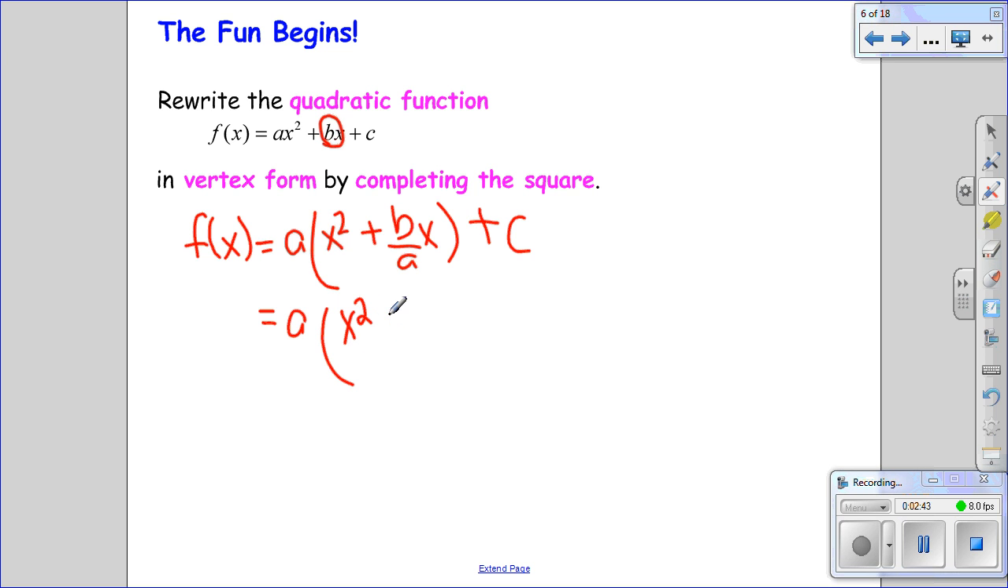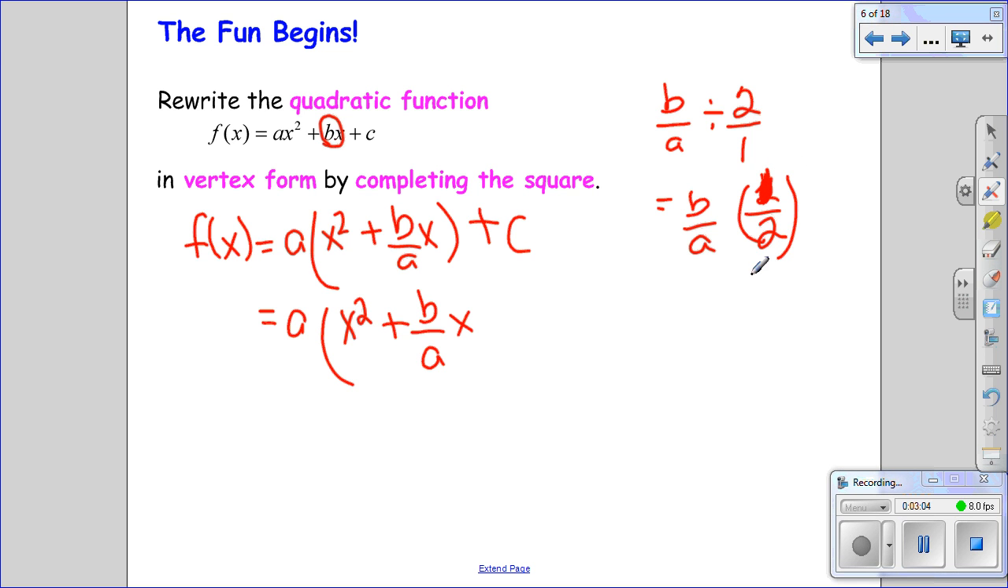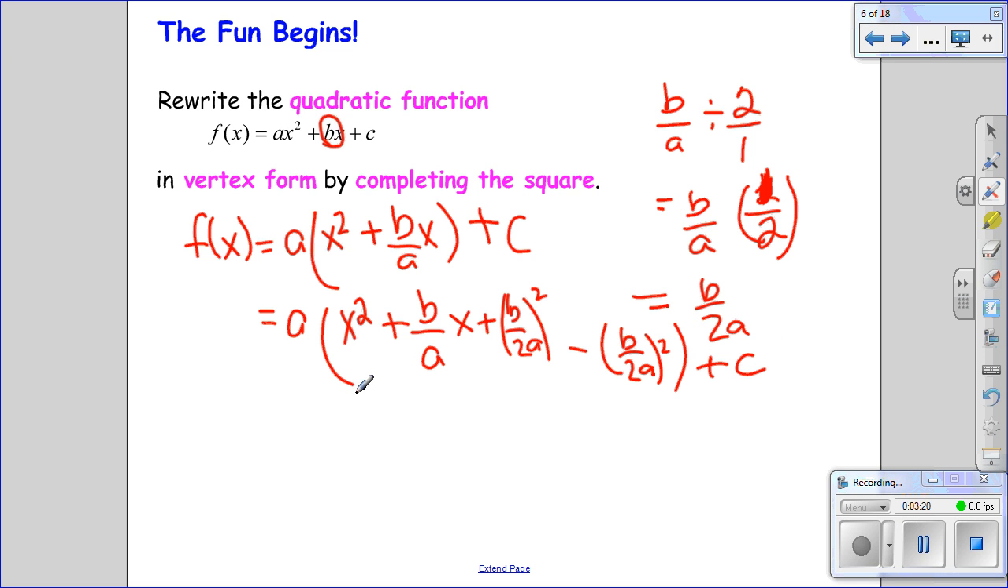Now, I have to force my perfect square trinomial, and that means I take this b over a, and I have to divide it by 2. Well, whenever I divide by 2, I can rewrite that as divide by 2 over 1. Whenever I'm dividing fractions, I can change the divide to multiply and take the reciprocal of the number that follows. So really, that's b over 2a. So I'm going to take b over 2a, and I'm going to square it. But I have changed my equation, so I have to subtract it off to keep the equation balanced, and I'm still leaving my c out there.